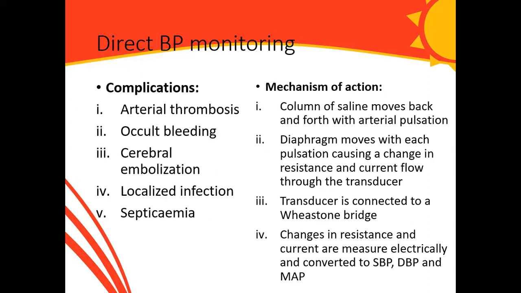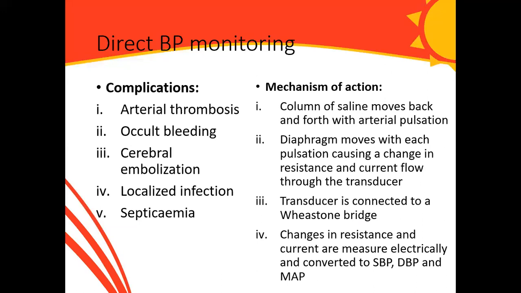As good as direct blood pressure monitoring may be, it's not without complications. It can cause arterial thrombosis with loss of perfusion to that limb, especially those without collateral circulation. You can have occult bleeding. There could be cerebral embolization from blood clot formation. You can cause localized infection, which may spread to septicemia. And recently I heard of a case where intravenous antibiotics were actually administered through the A-line, which resulted in a catastrophic outcome.